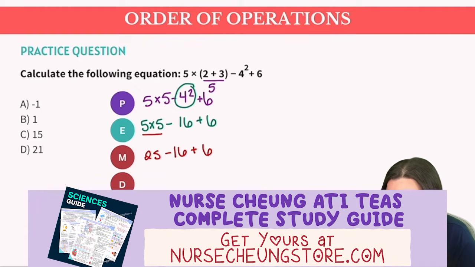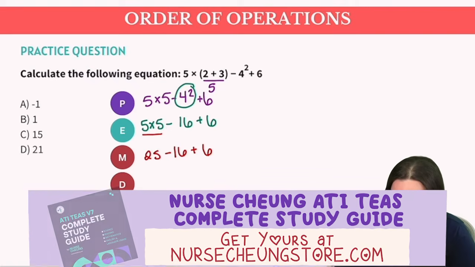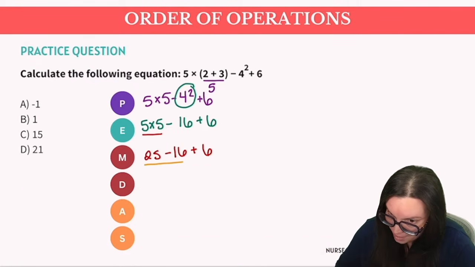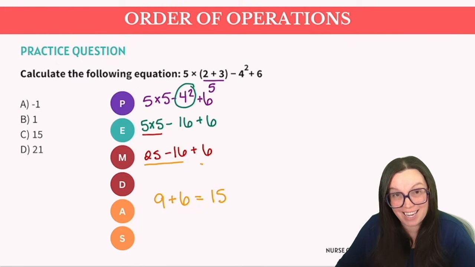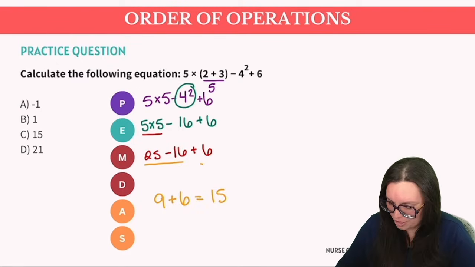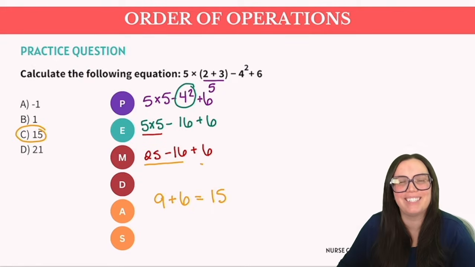And in our last step, we are going to do addition and subtraction, again, moving left to right. So we have 25 minus 16, which is going to give us 9. So we're going to drop down our plus 6 that we have left over up here. And 9 plus 6 is going to give us 15. So the correct answer for this equation is 15. And yes, there it is. Our correct answer is C.